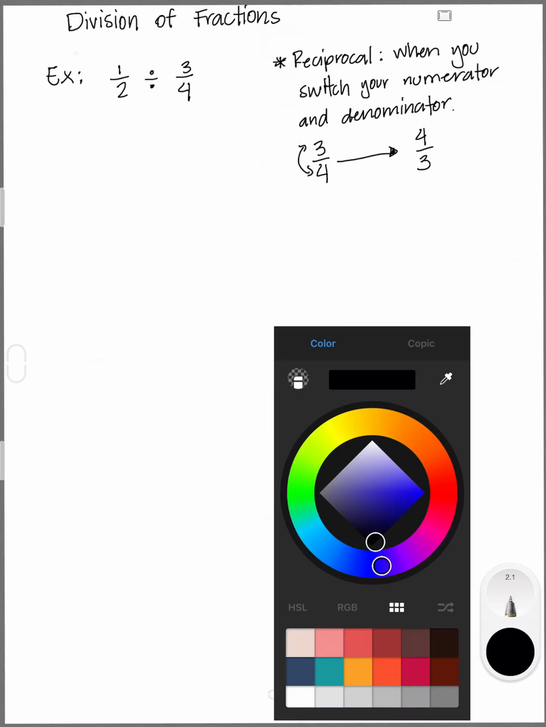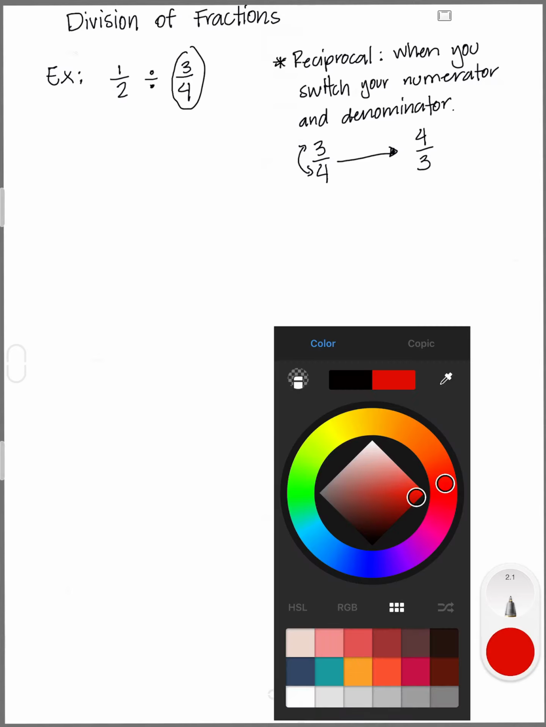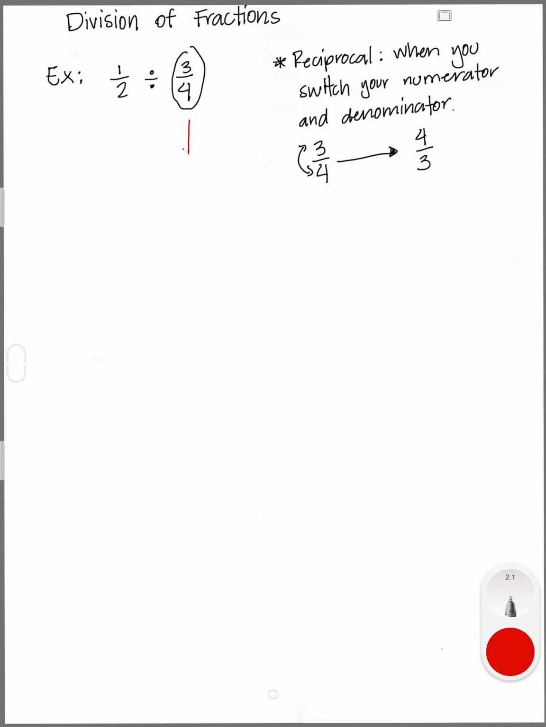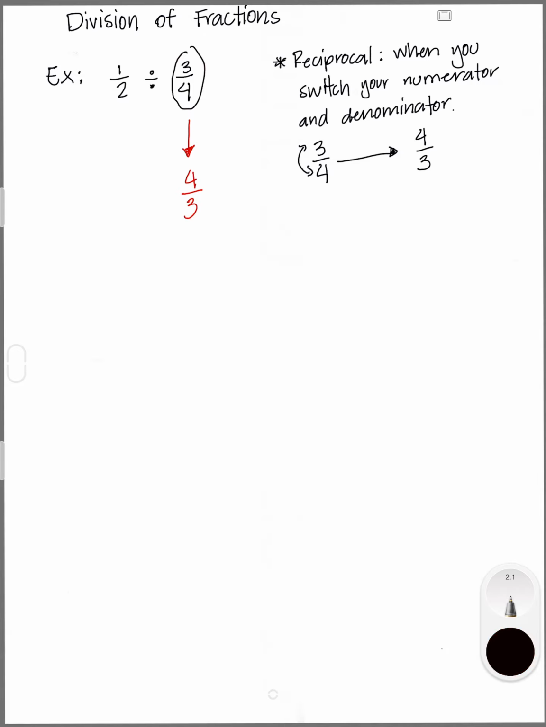Now, which fraction is going to convert into its reciprocal? Well, it's always going to be the second one. Oops, I meant to make that look red there. So this will become 4/3 now. However, everything else is going to stay the same. So we're still going to have 1/2. And then this division will become a multiplication.